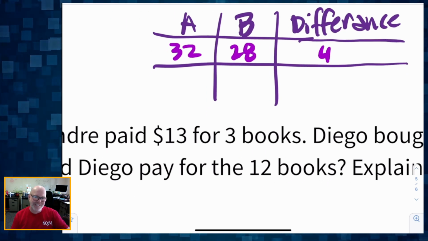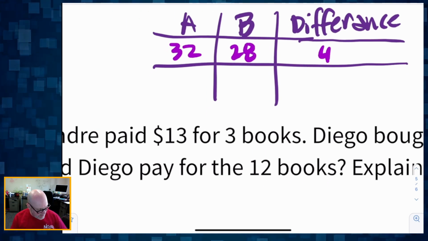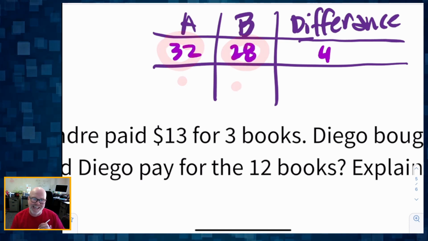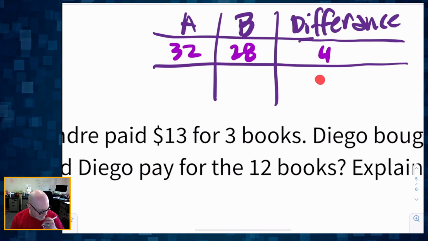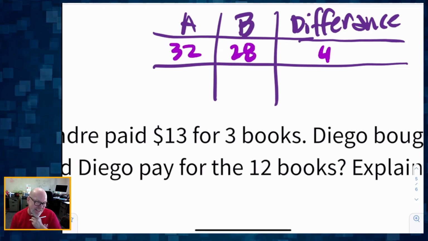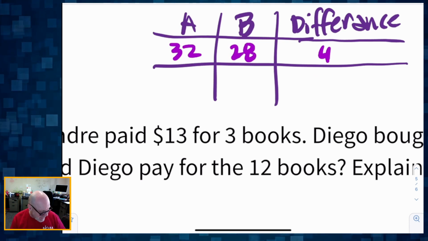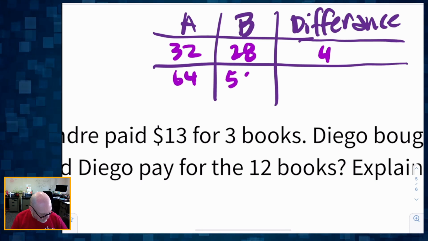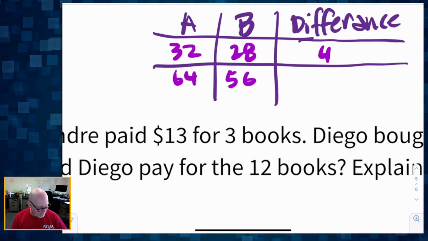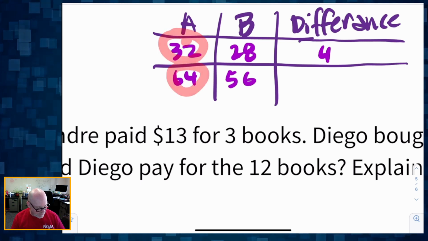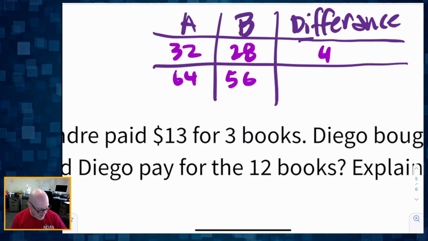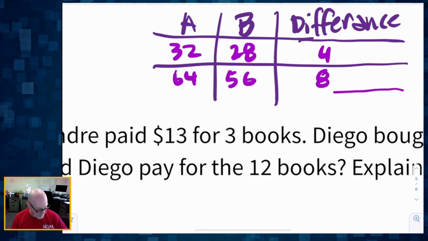If we do another second, this will have done another 32. This will have done another 28. And we will then have, I think, a difference of 8. And let's see. Let's do it. So 64, 56. All we did was double it because another 32 gives you 64. Another 28 gives you 56. So now we have a distance of 8.